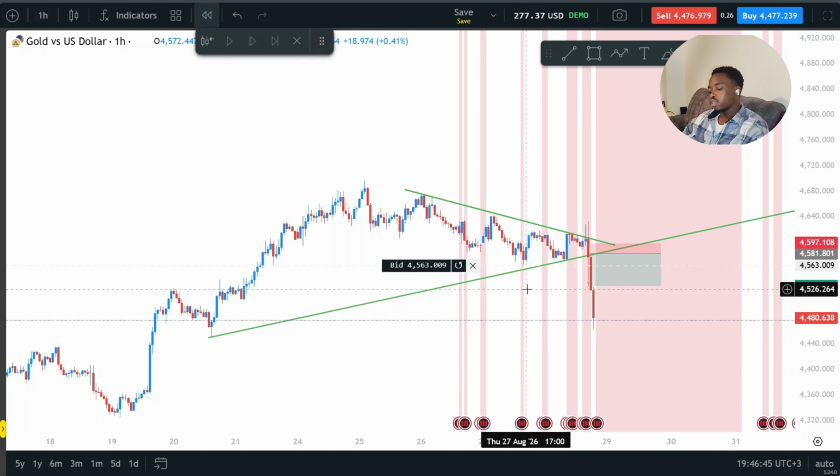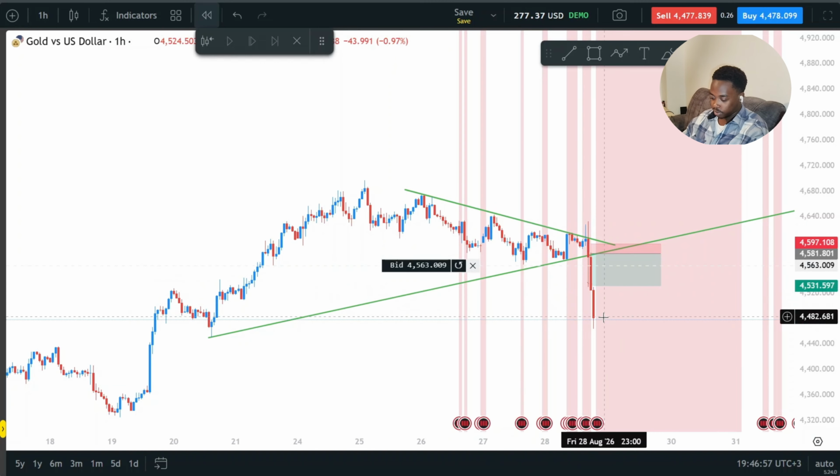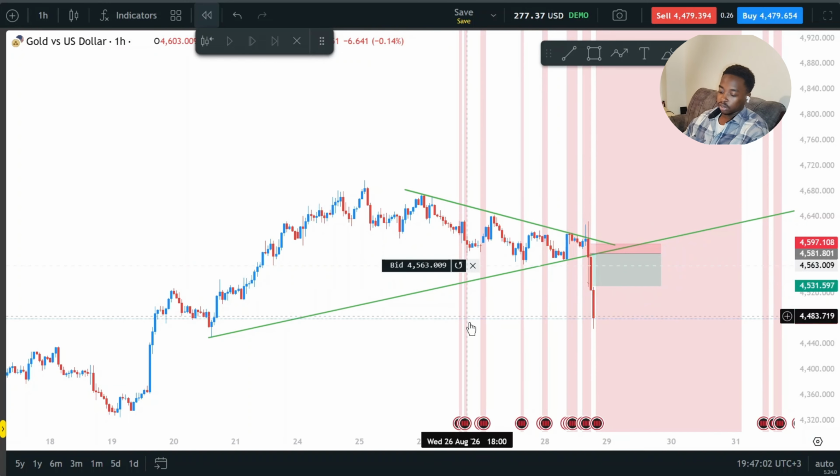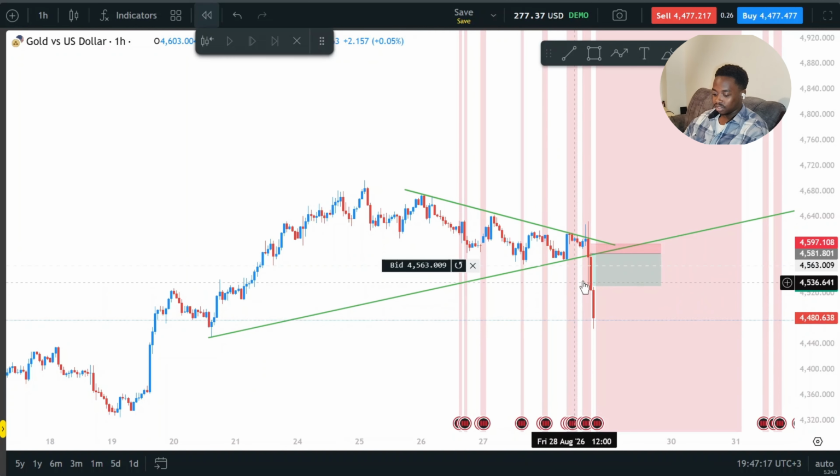Now, I know you might be wondering, if you knew it's going to explode downwards, why didn't you place your take profit way lower? And it's because for me, I always aim for a risk reward ratio of 2 or 2.5, but I know with this strategy that it has explosive trades, so I'm okay with a risk reward ratio of 3. Okay, 3.5, I'm okay with that.